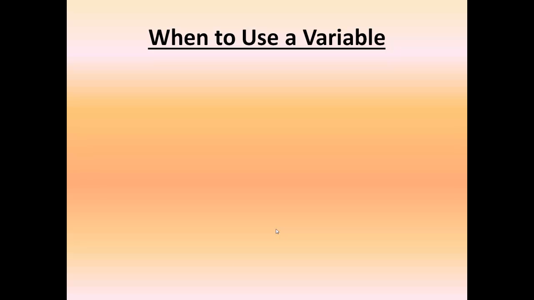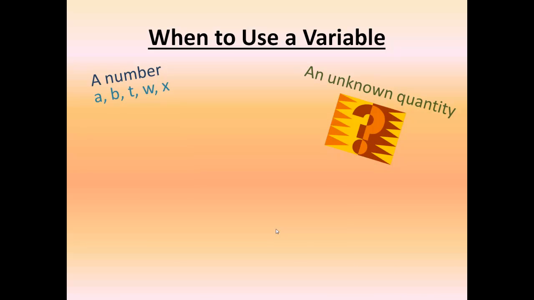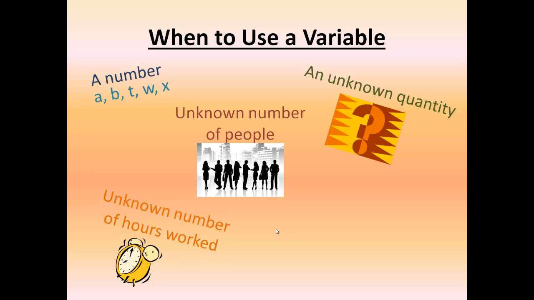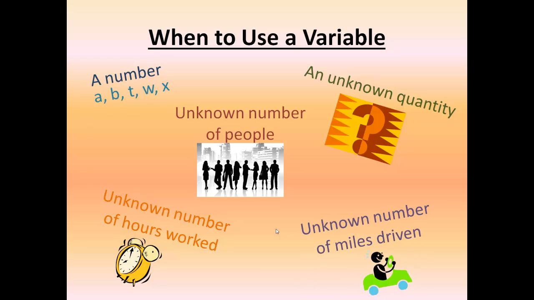Now, when do we use a variable? We use a variable anytime we have something that's unknown, like a number, or an unknown quantity, or an unknown number of people, or an unknown number of hours worked, or an unknown number of miles driven.